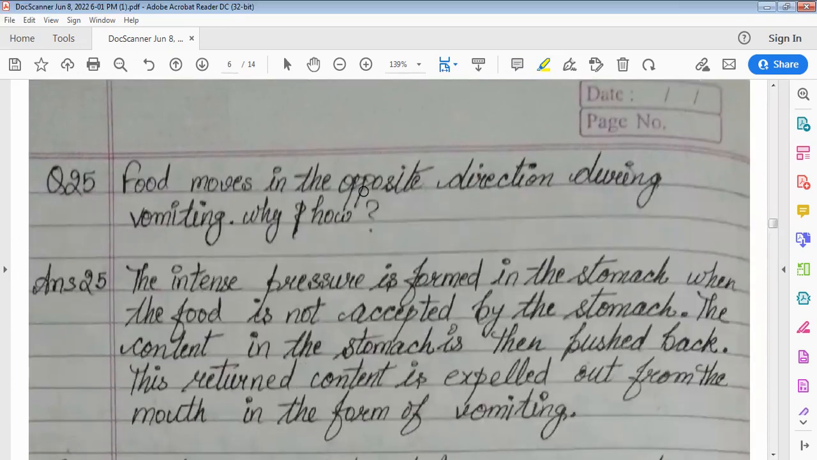Food moves in the opposite direction during vomiting. Why? How? Intense pressure is formed in the stomach when the food is not accepted by the stomach. The content in the stomach is then pushed back. This returned content is expelled out from the mouth in the form of vomiting.